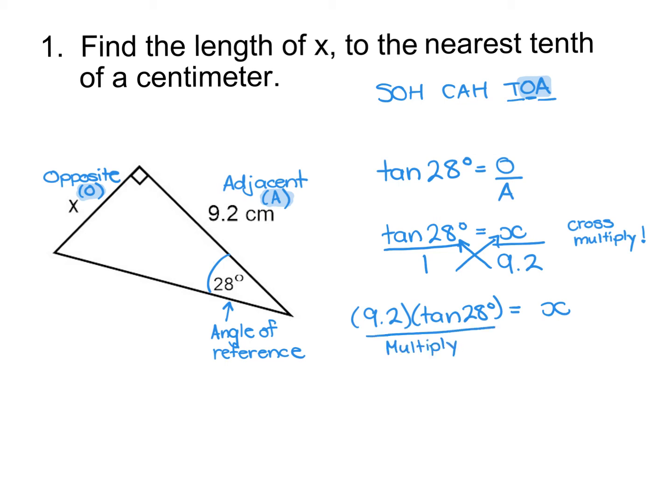So using your calculator, let's do that. 9.2 times tan of 28 comes to about 4.9 centimeters. And this right here is your final answer.